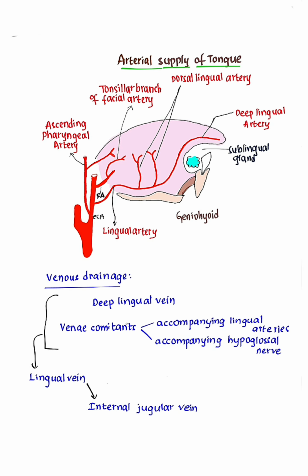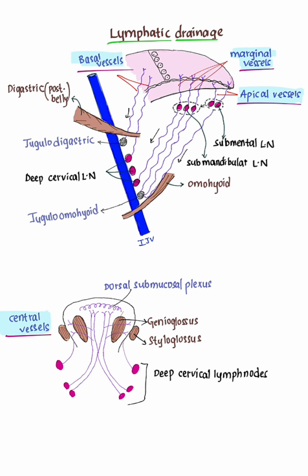Venous drainage: deep lingual vein, vena comitans accompanying the lingual artery, vena comitans accompanying the hypoglossal nerve. Lymphatic drainage. The lymphatics emerging from the tongue are grouped into the following four sets: apical vessels, marginal vessels, basal vessels, and central vessels.